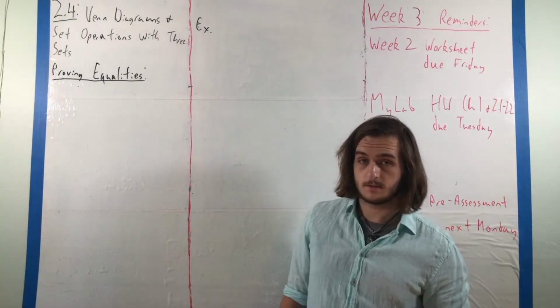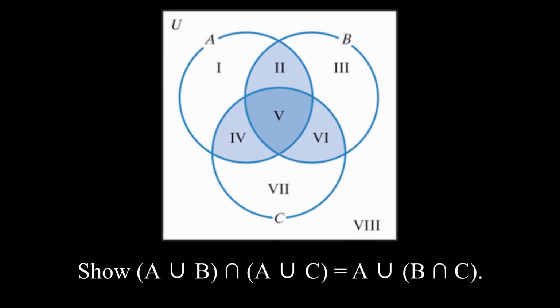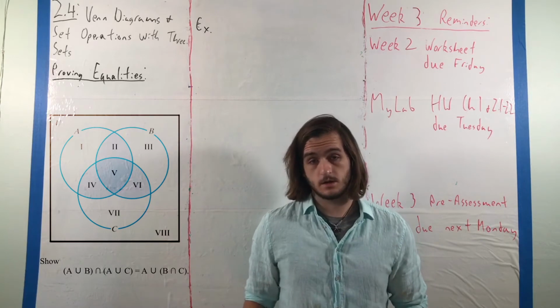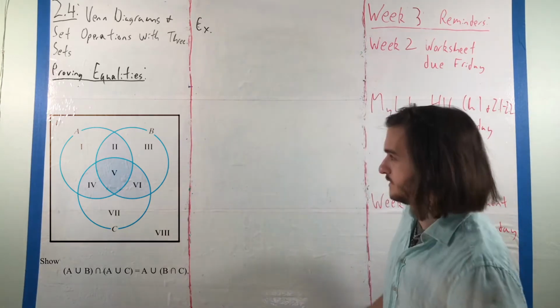Now let's do one more example where our picture is going to be a bit more complicated. We're going to look at something in terms of 3 sets. Our goal is going to be to show that (A union B) intersect (A union C) returns the same region as A union (B intersect C). We saw an example of this earlier on. Now we're going to see if we can actually prove it.